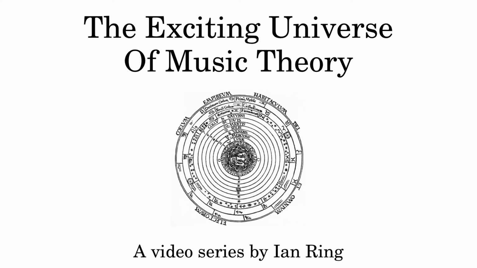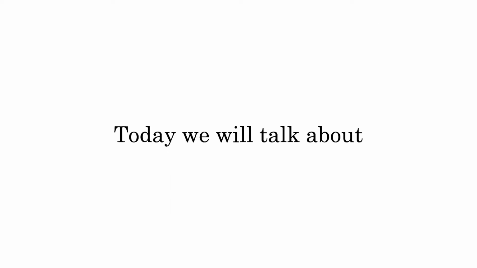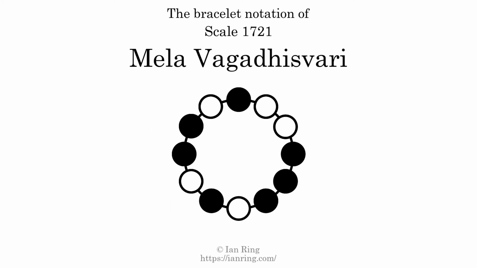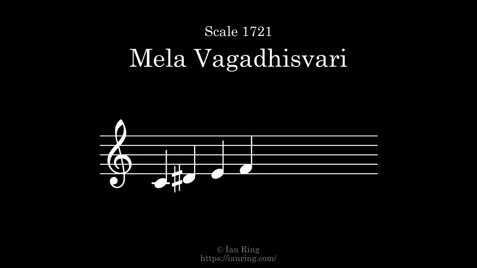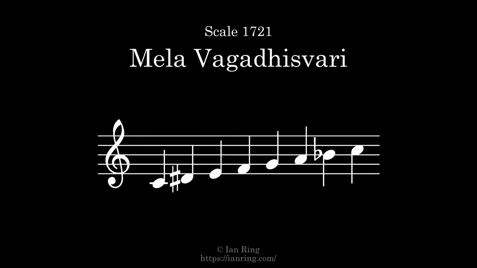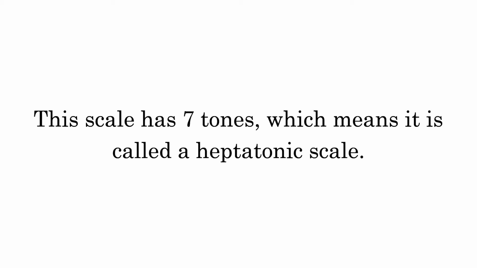Welcome to the exciting universe of music theory. Are you ready to learn? Then let's begin. Today we will talk about Scale 1721, Mela Vagadhisvari, which sounds like this. This scale has 7 tones, which means it is called a heptatonic scale.